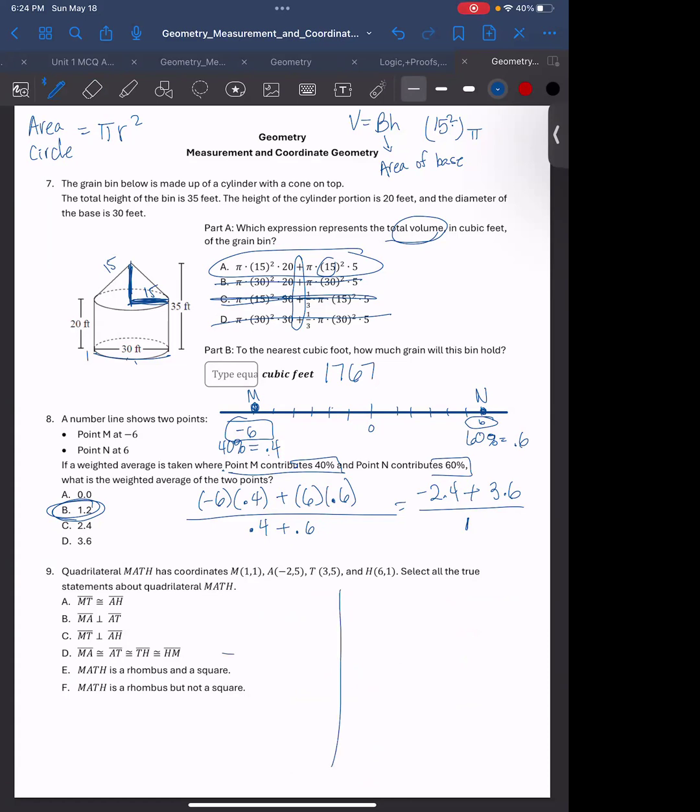So my best advice would be to graph this one, just because I think with this case, it's easier to look at and see what is connecting to what. Because sometimes when we hear all those points, we don't make the connections. So 1, 1, right here. There's my M. Then I have -2, 5, 1, 2, 3, 4, 5. Then I have T, which is 3, 5. And then I have H at 6, 1.